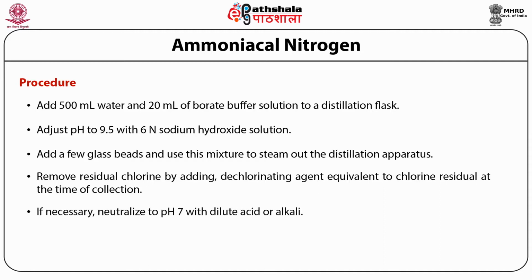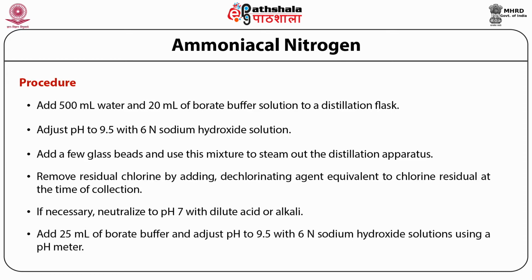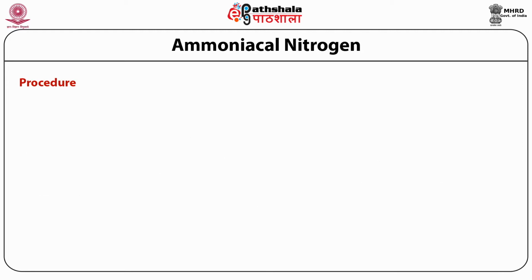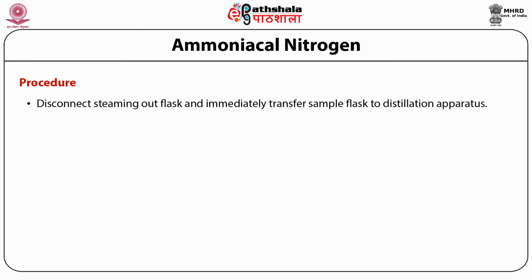If necessary, neutralize to pH 7 with dilute acid or alkali and then add 25 ml of borate buffer and adjust pH to 9.5 with 6 normal sodium hydroxide solution using a pH meter. To minimize contamination, leave the distillation apparatus assembled after steaming out and until just before starting the sample distillation. Disconnect the steaming out flask and immediately transfer the sample flask to the distillation apparatus.